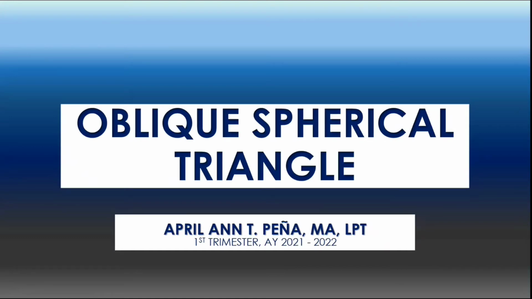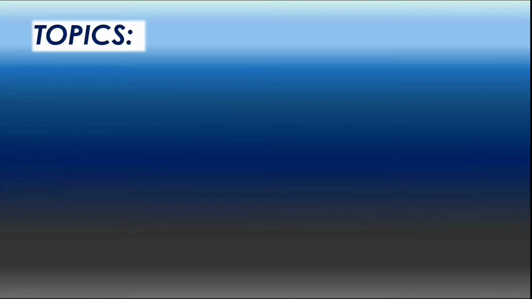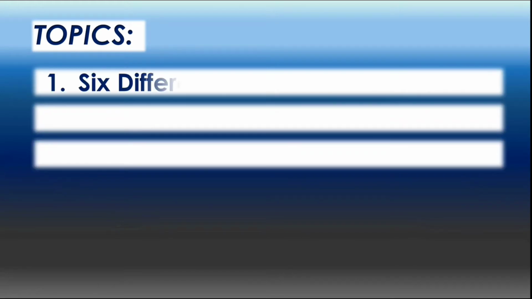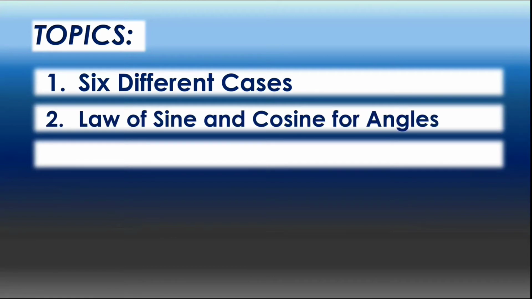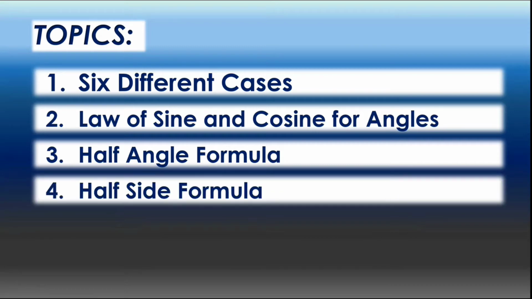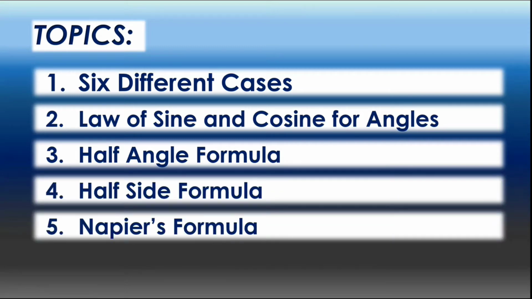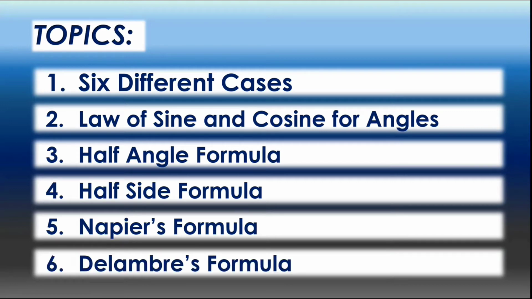Good day. So for the new topic, oblique spherical triangle. What are the subtopics? We're going to have the six different cases, the laws of sines and cosines. Actually, we do have two types of law of cosines. One is the law of cosines for sides, and the other one is for angles. Then third, half angle formula. We also have the half side formula, the Napier's formula, and then the D'Alembert's formula.